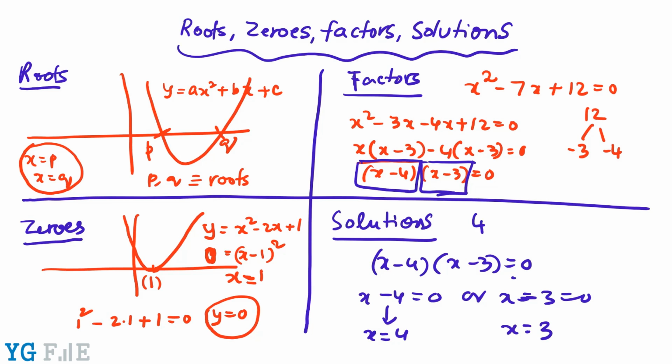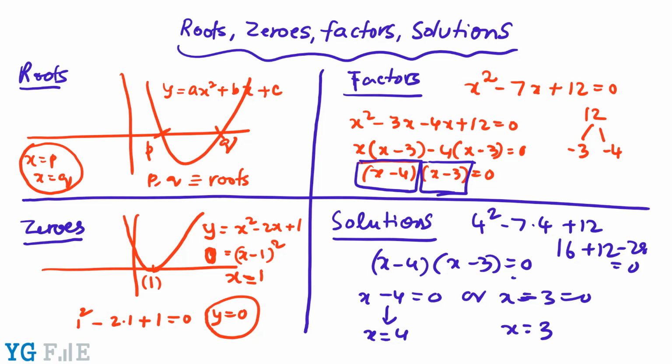If I substitute 4 for x, 4 squared minus 7 times 4 plus 12. So let us see what happens. 16 plus 12 minus 28 is 0. So we say x is equal to 4 is a solution to this equation. We see how all these terms do make sense, and they all mean the same thing.